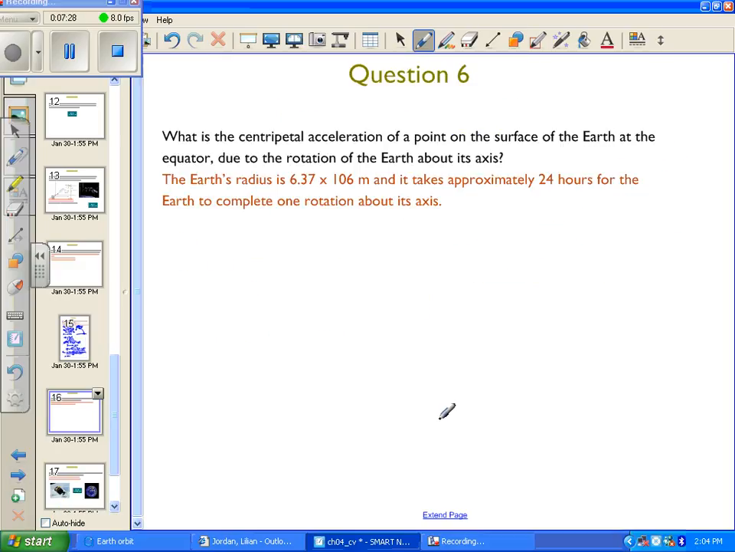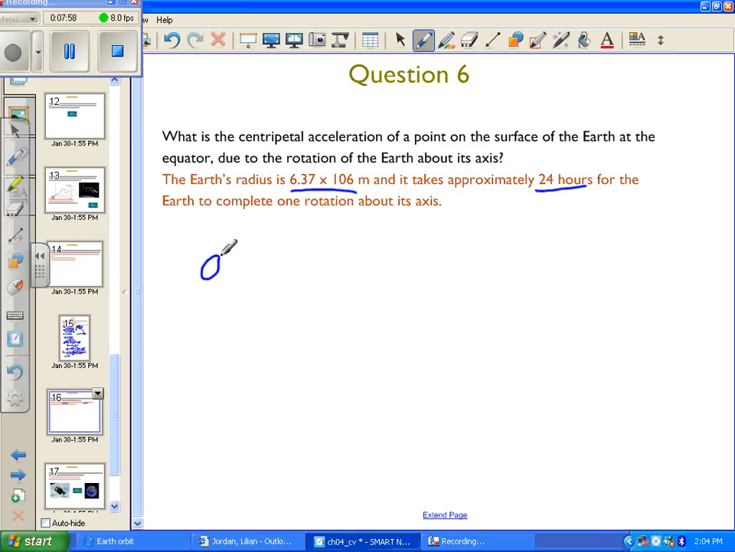Next problem. Here, question 6 says, what is the centripetal acceleration of a point on the surface of the Earth at the equator due to the rotation of the Earth about its axis? We are told that the radius of the Earth is 6.37 million meters, or 10 to the 6 meters, and that it takes 24 hours for the Earth to complete one rotation about its axis.